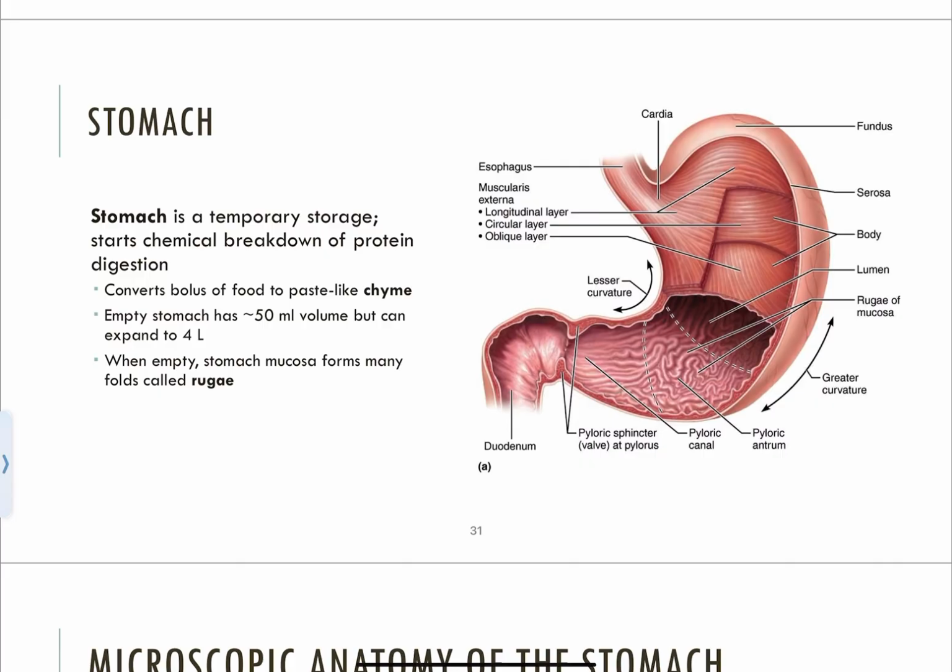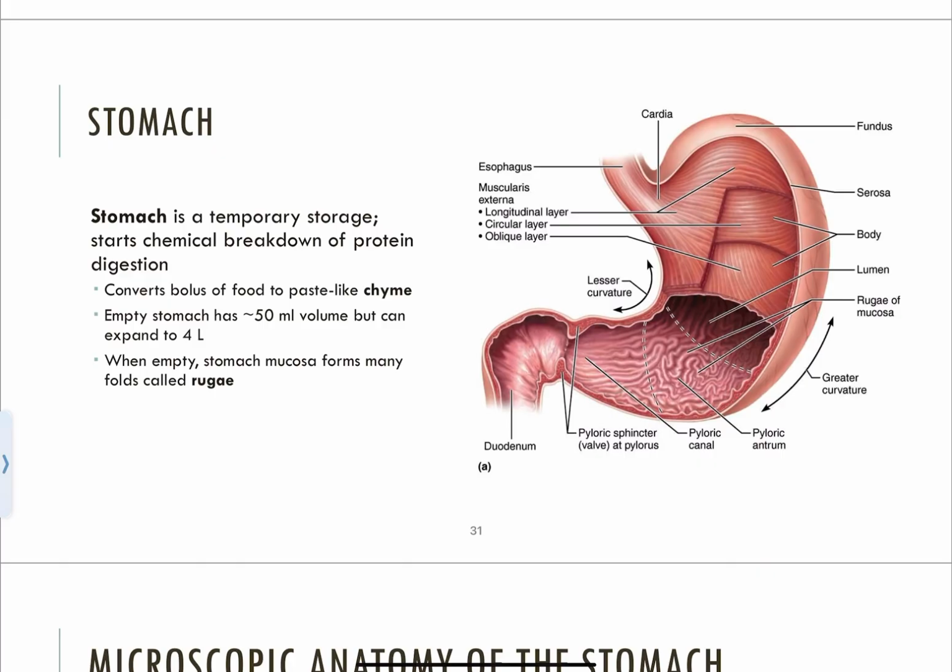What's entering from the esophagus into the stomach is that bolus, that compact food ball that's mixed with saliva. But in our stomach, it's going to go through both physical and chemical processes to help break down the bolus into something that we call chyme, so more paste-like.